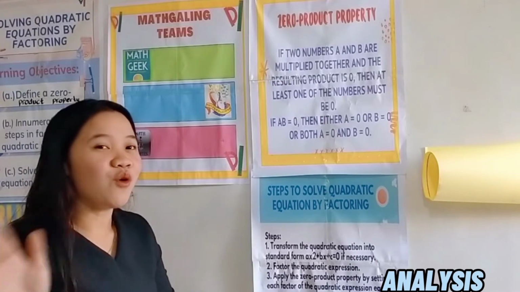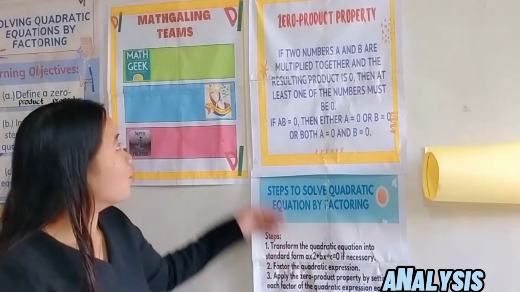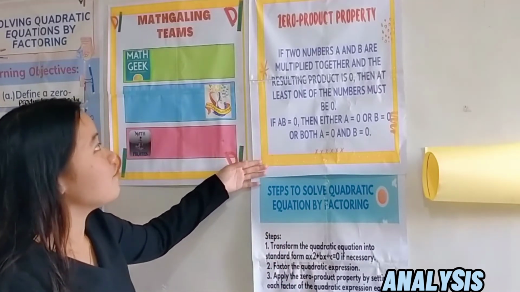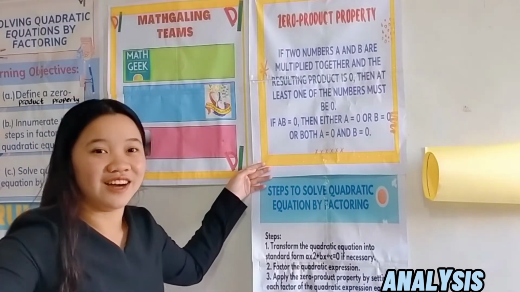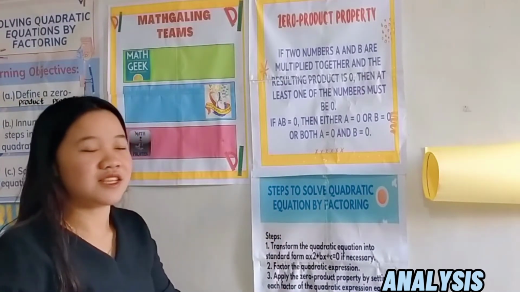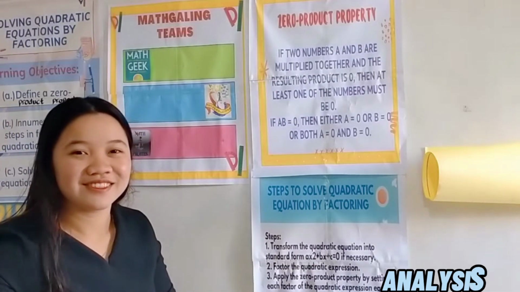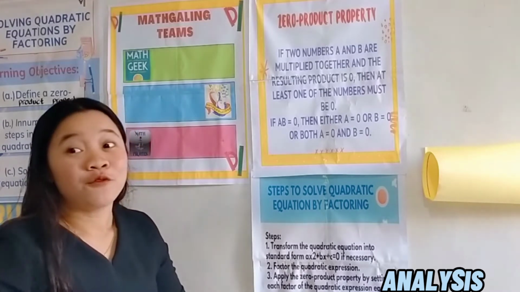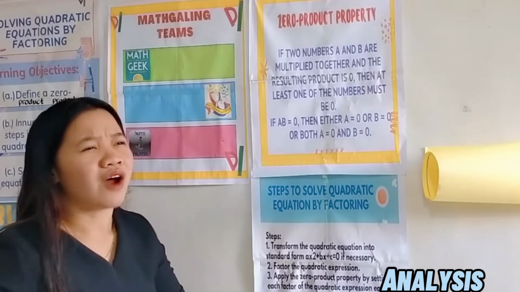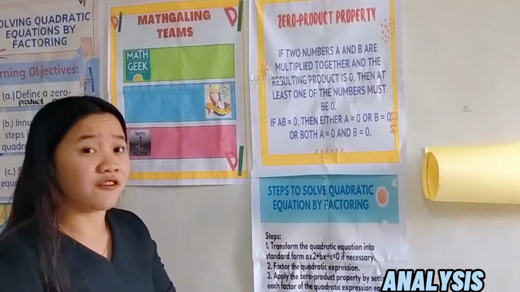So anyone who has a question from this? Do you have a question about the zero product property? Anyone? None? How about the steps in solving a quadratic equation by factoring? Do you have any questions? None again? Okay.